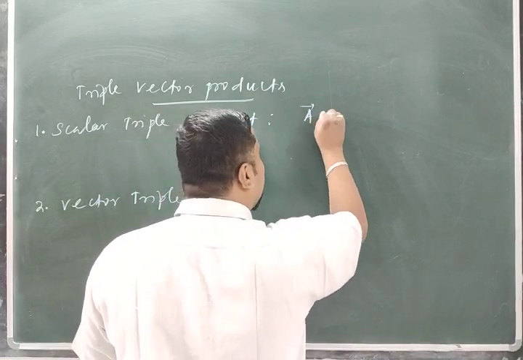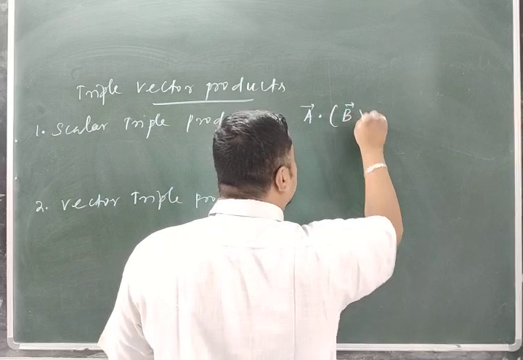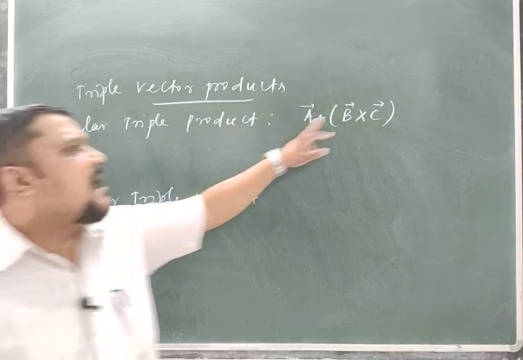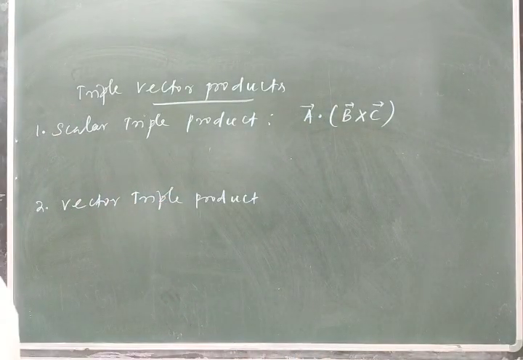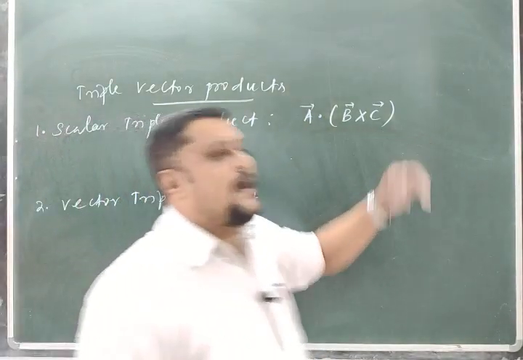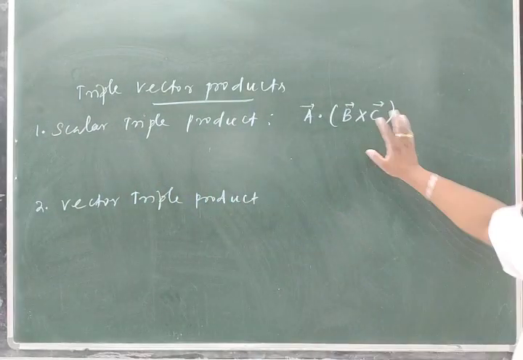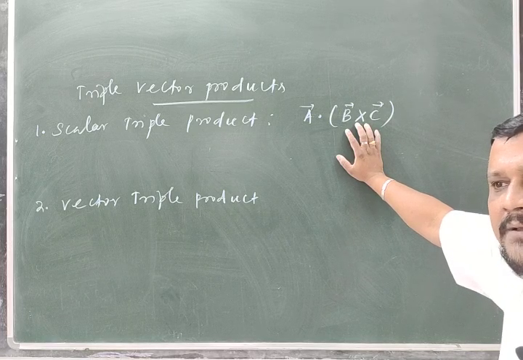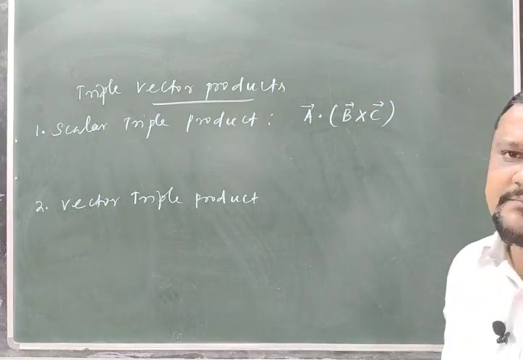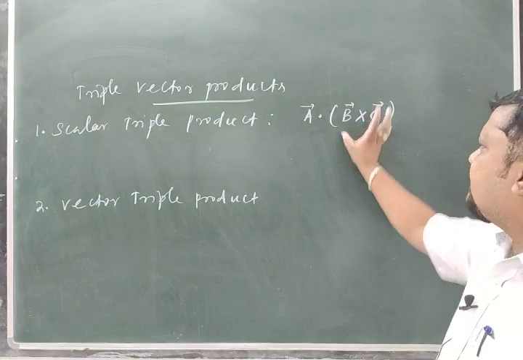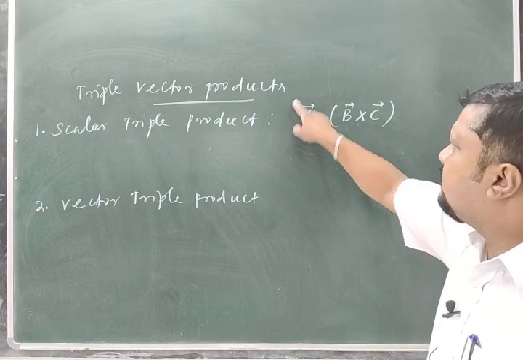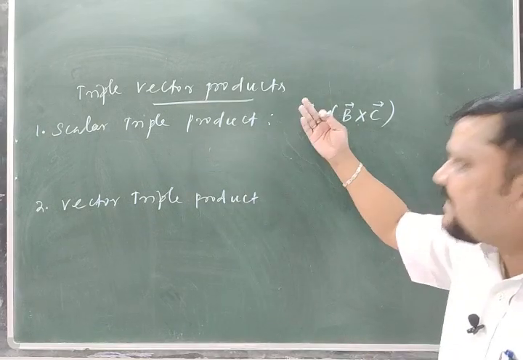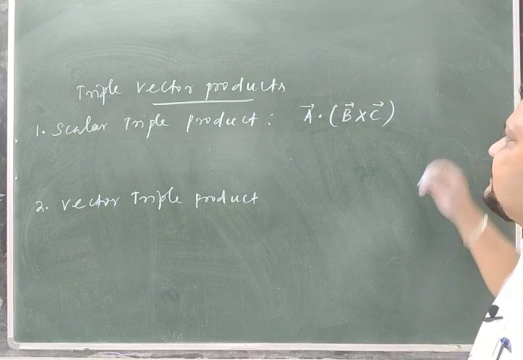If they are written like this, A dot B cross C, this will be called the scalar triple product of the three vectors. B cross C is a new vector. That vector is doing the dot product with A. So the result will be a scalar. When you do the scalar triple product, why is it called that? Because here the result is a scalar.